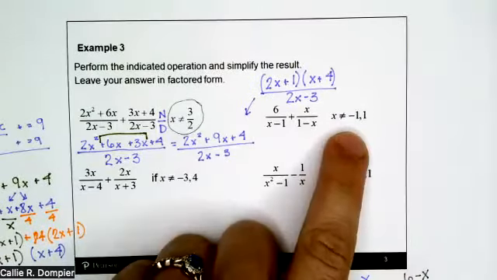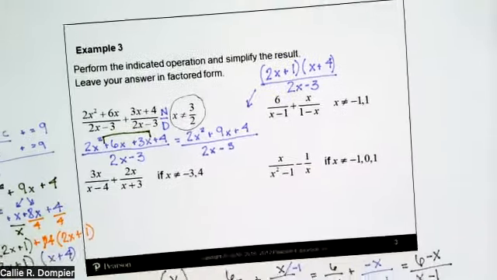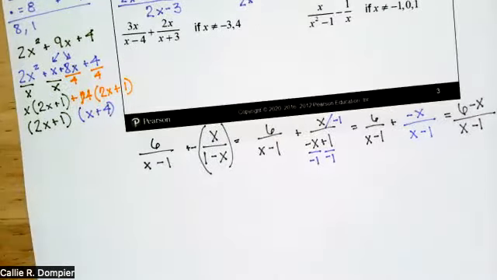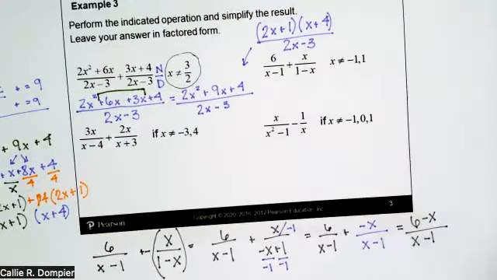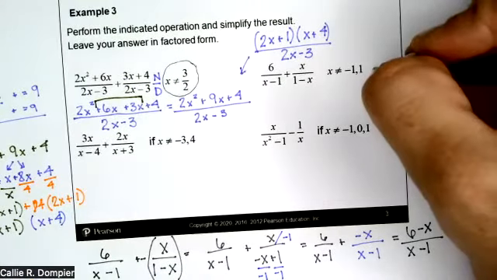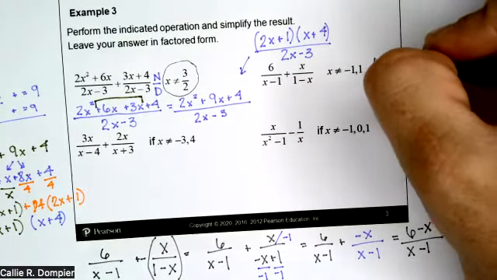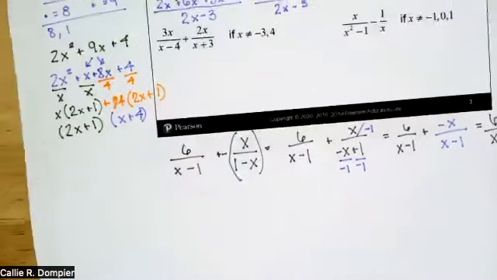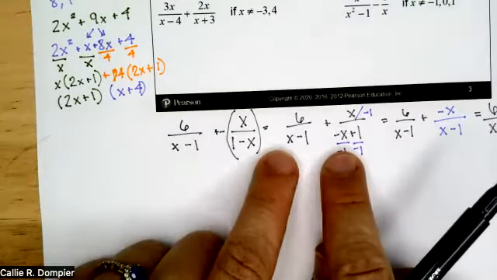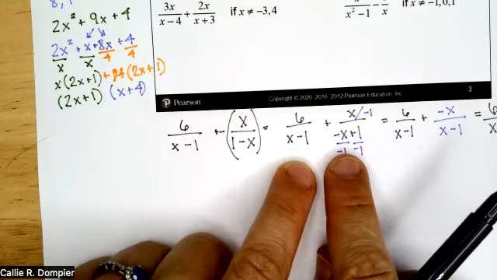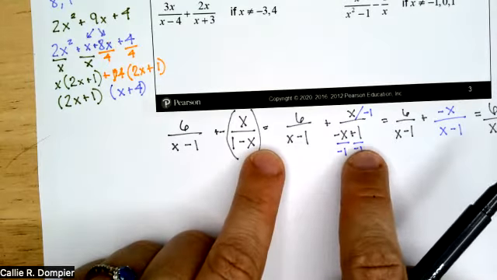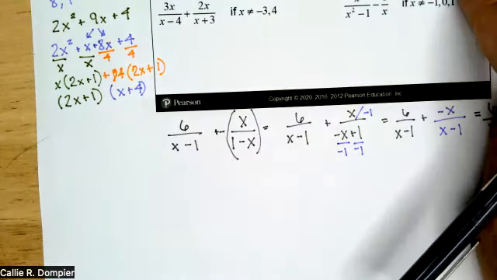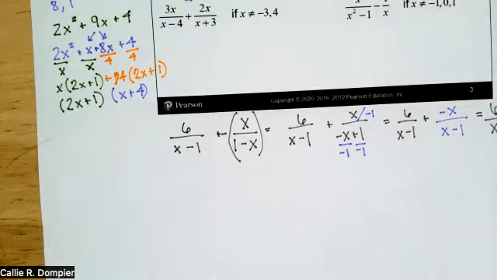My answers can't be negative 1, and my answers can't be 1. Or my answer x can't be. That's just the domain. So this is 6 minus x over x minus 1. And it doesn't matter if you had made it negative x plus 1 or x minus 1. It just would have changed the signs up here.